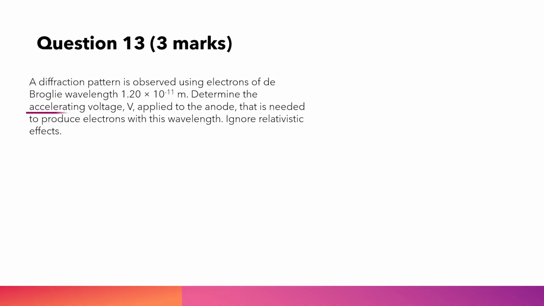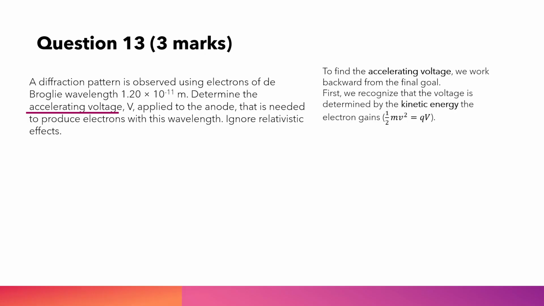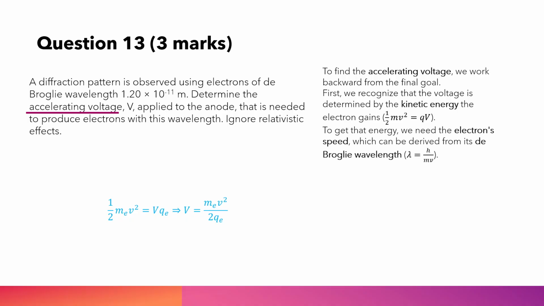To find the accelerating voltage, we work backward from the final goal. First, we recognize that the voltage is determined by the kinetic energy the electron gains. To get that energy, we need the electron's speed, which can be derived from its de Broglie wavelength.